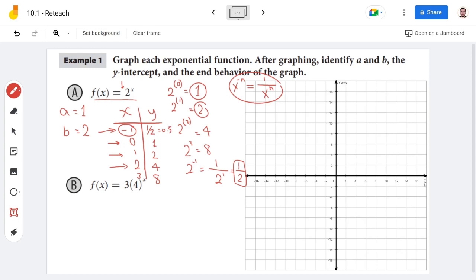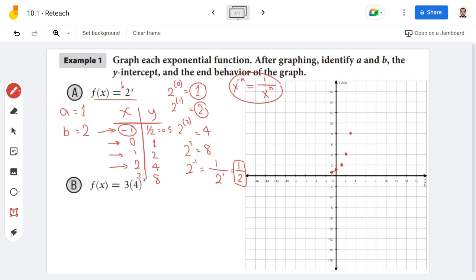Now, let's graph this function. So negative 1 and half. This one is negative 1, and this is half. So the first point should be here. The second one is 0, 1, so 0, 1 here. And 1 and 2 should be here. Then we have 2 and 4. Then we have 3 and 8.